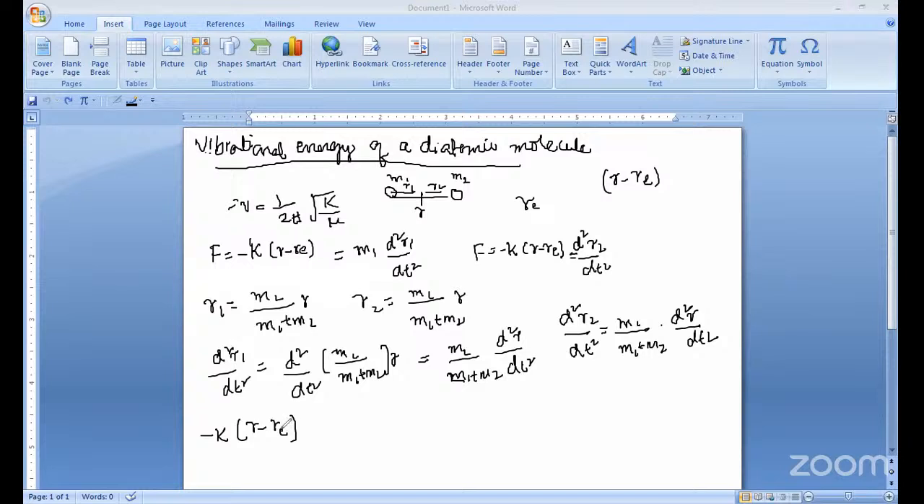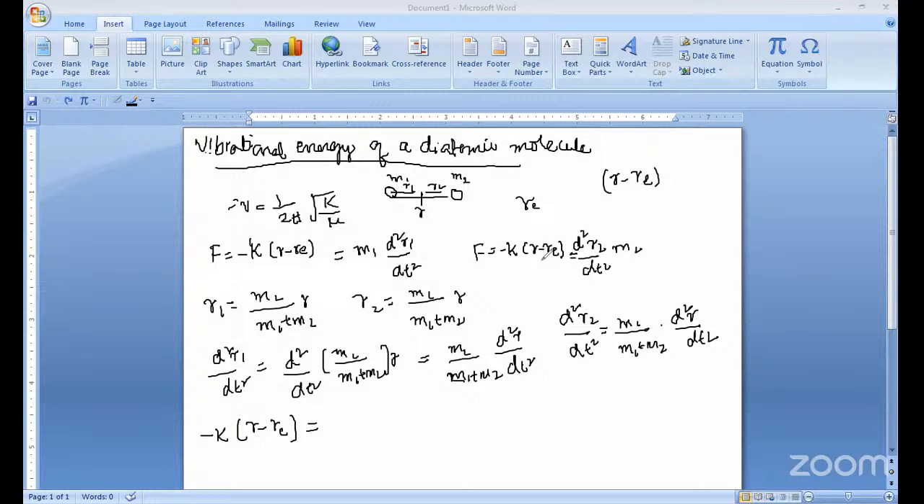That will be equal to either M1 into d²R1/dt², or M2 into d²R2/dt². Both are the same, because if you equate these equations, minus K into (R minus Re) is the same in both cases. So it equals M1 into d²R1/dt², or M2 into d²R2/dt².